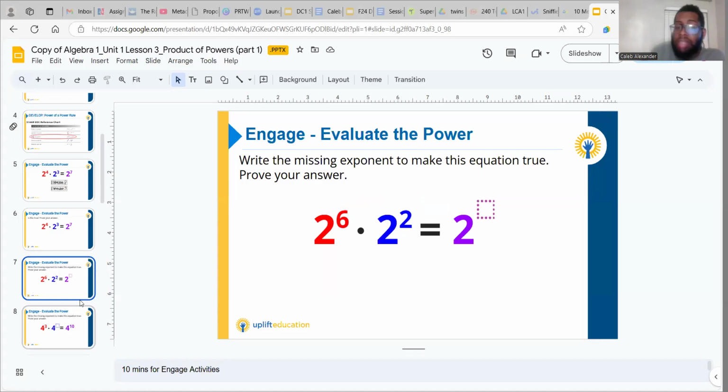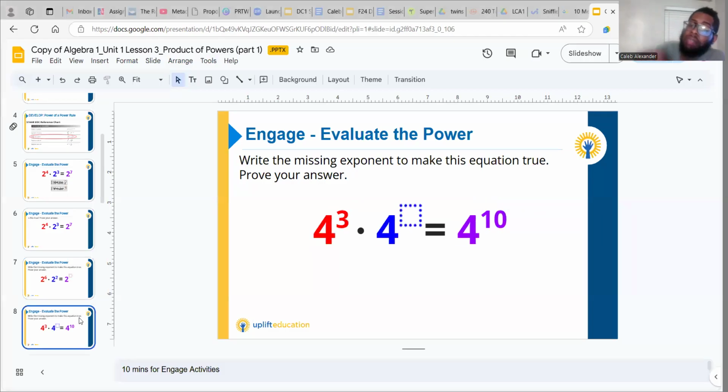So we have 2 to the 6th power times 2 to the second power. Can anyone tell me what is the missing exponent in our answer in this case? Okay, you said 8. How did we get 8? Oh, I see. So 6 plus 2, because we have 6 right here and 2 right here. So we already know this has got to be 8. Very good. Let's look at the next problem.